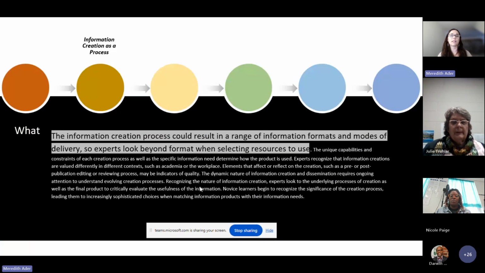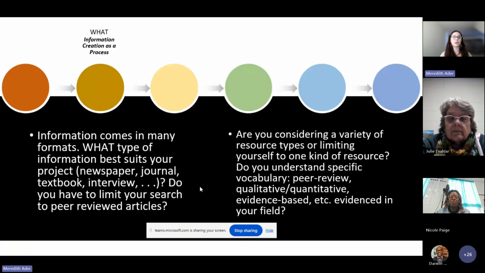The next one we're looking at is what, and that refers to information creation as a process. Basically, what we're saying when we say what is what kind of information best fits your project. The information creation process could result in a range of information formats and modes of delivery. So experts, meaning students and researchers, faculty members, experts look beyond format when they are selecting resources to use. Information comes in many, many different formats. So what type of information best suits your project?